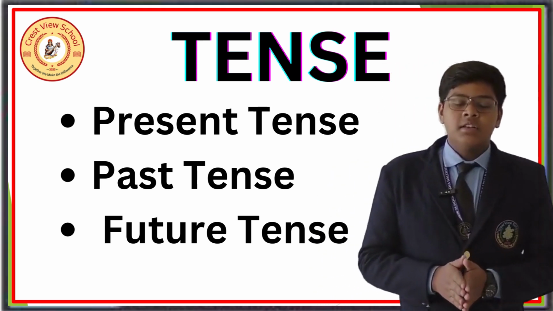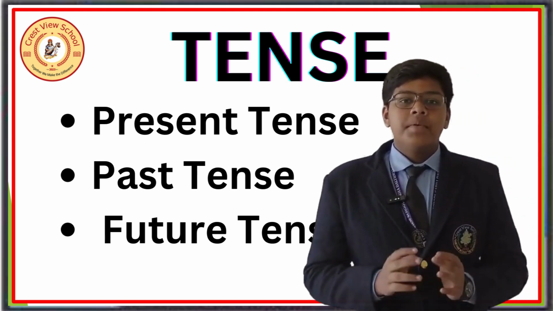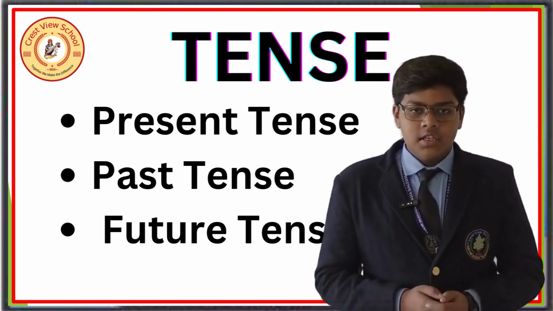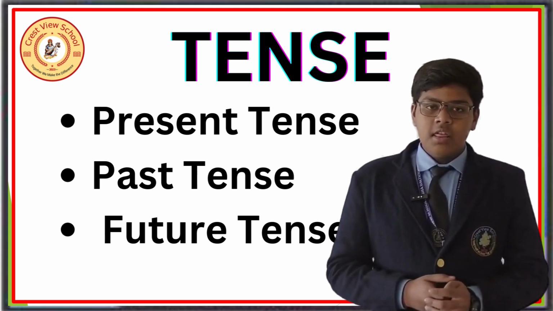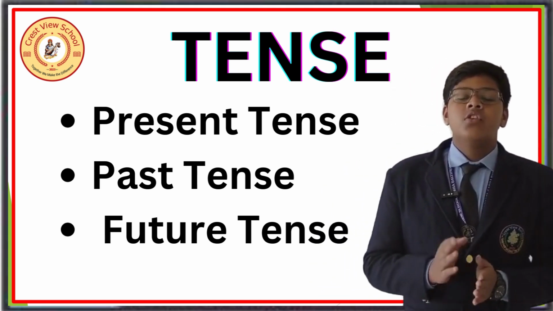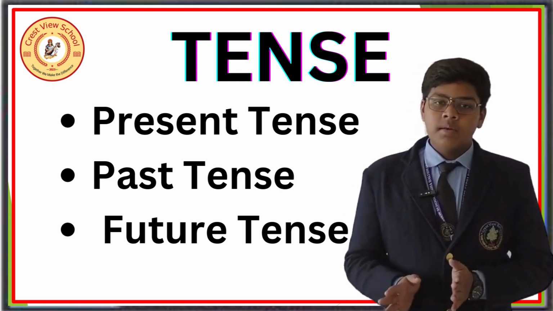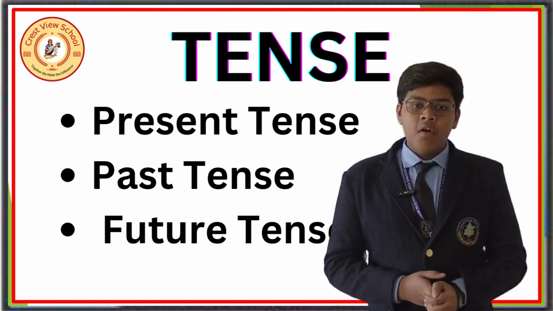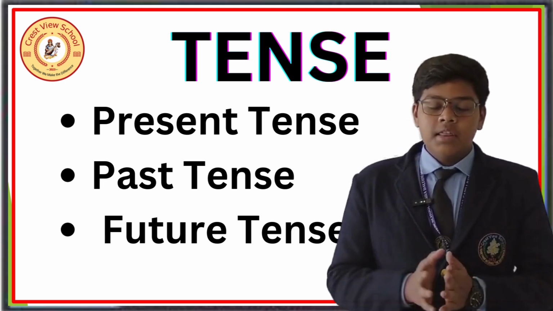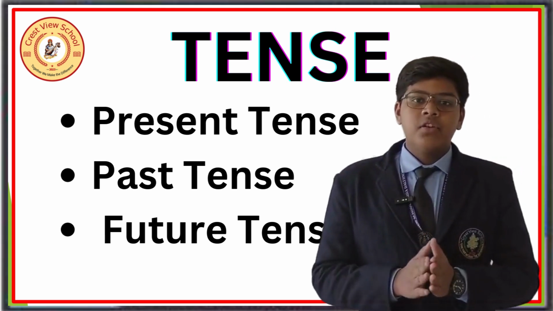Now we will discuss the fourth type of present tense, that is present perfect continuous tense. In the present perfect continuous tense we use has been with singular subject and have been with plural subject, and the present participle form of the verb. So there are some examples of the present perfect continuous tense.